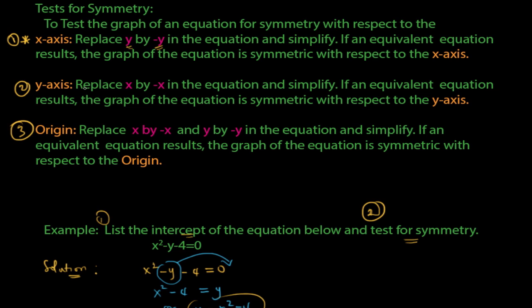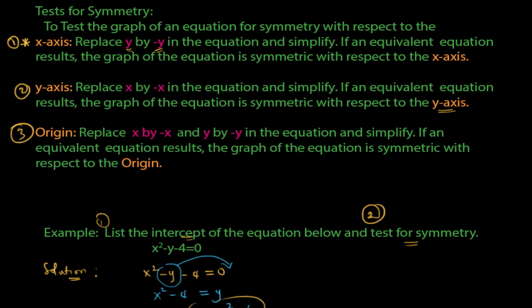And then for the y-axis, to check if the equation is symmetric with respect to the y-axis, you replace x with negative x. If the resulting equation you get is the same thing as the original equation, then that implies it is symmetric with respect to the y-axis. And then the same thing holds for the origin.